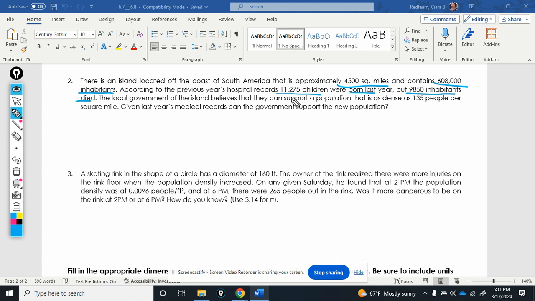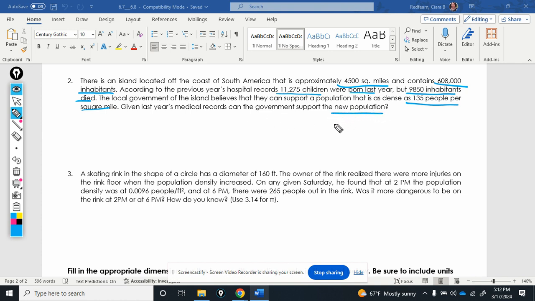So, with the population, we had 608,000 people. They had 11,275 people born in that next year, and 9,850 died. The local government believes that they can support a population that is as dense as 135 people per square mile. Given last year's medical records, can the government support the new population?